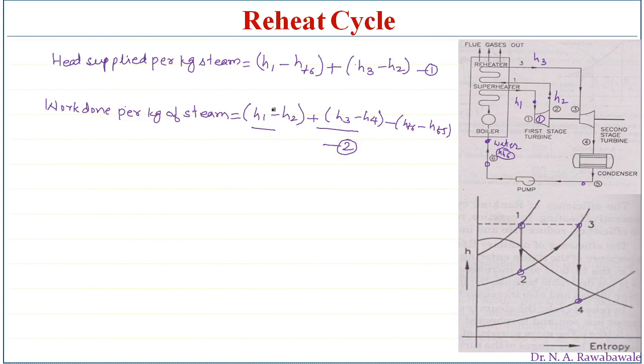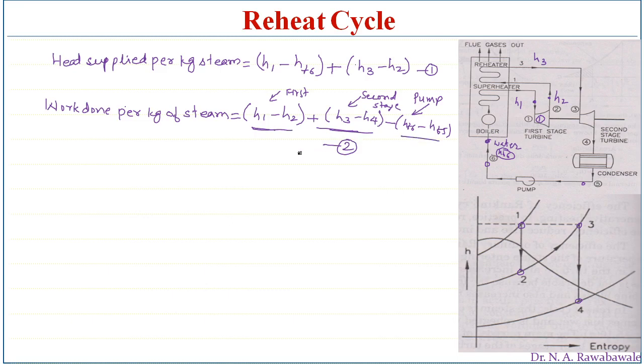So this is the work produced by the first stage turbine, and this is the work produced in the second stage, and this is the work consumed by the pump. The pump work is subtracted because turbines are power producing devices, whereas the pump is a power consuming device. So this gives us the net amount of work done.